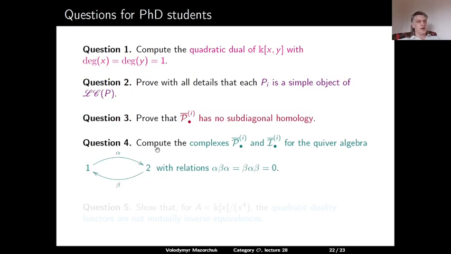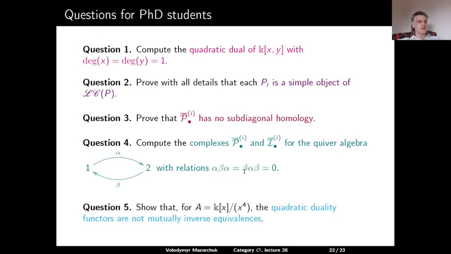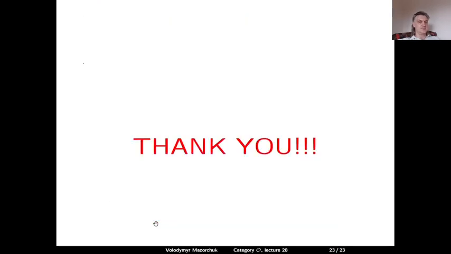Question 4. Compute the complexes P overlined and I overlined for all I for the quiver algebra, where the quiver has 2 vertices 1 and 2, 2 arrows alpha from 1 to 2, and beta from 2 to 1, and the relations alpha beta alpha is equal to beta alpha beta is equal to 0. And question 5. Show that for the algebra A, which is a quotient of the polynomial algebra K[x] modulo the ideal generated by x to the power 4, the quadratic duality functors are not mutually inverse equivalences.